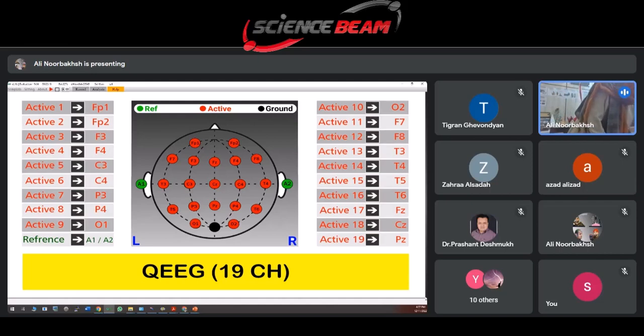And we need ear clips again. This is the ear clips for connecting the reference. This is the ear clips. We should connect the reference according to the montage head.